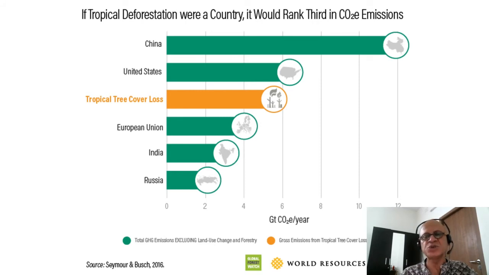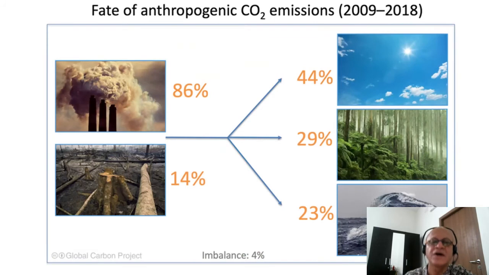So there is a huge debate about whether forests are really saviors or part of the solution. Nonetheless, we have to remember that if we look at the fate of anthropogenic CO2, there is 86% coming from fossil fuel and human activities and 14% from land use change, deforestation, all the combinations, and 44% is accumulating in the atmosphere, 29% is being taken up by the forests, land uptake, and 23% is going into the ocean. So it is a substantial sink still.